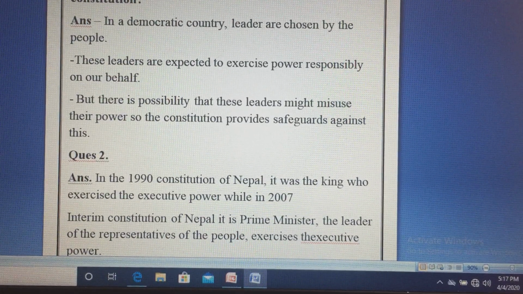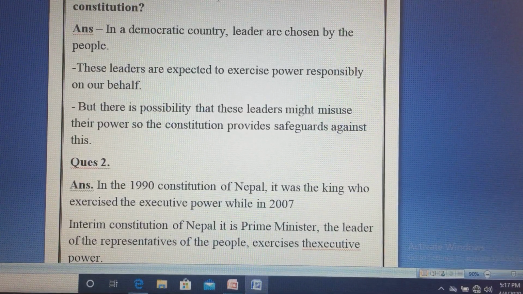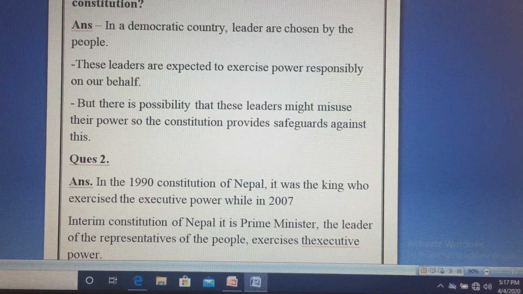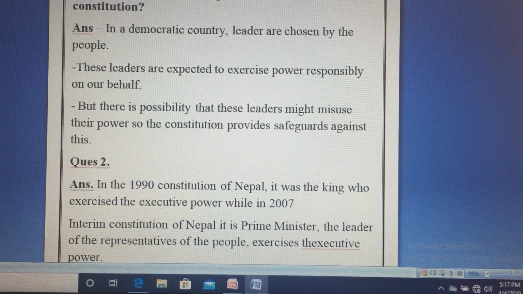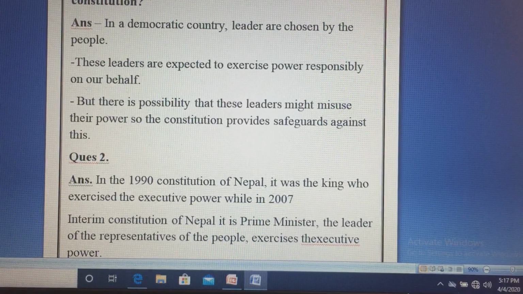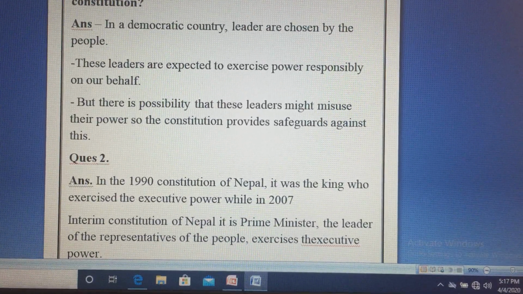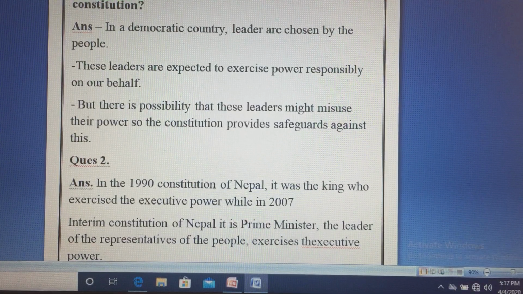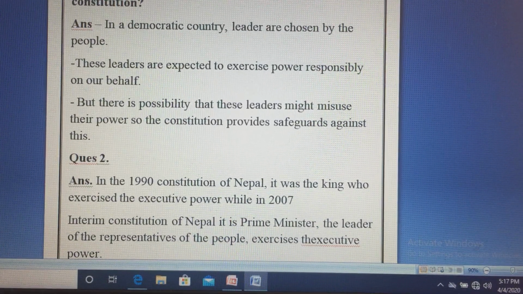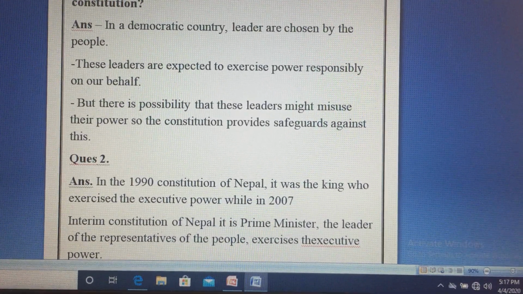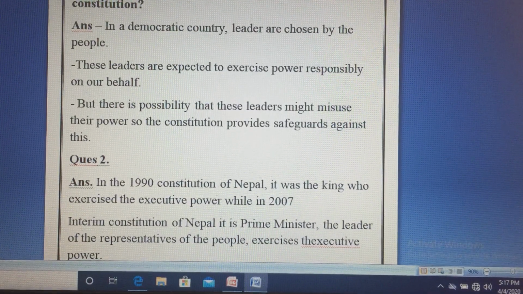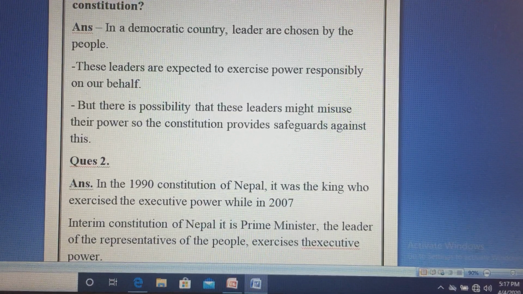Why does a democratic country need a constitution? We have already discussed this, but we can do it once again. In a democratic country, leaders are chosen by the people. These leaders are expected to exercise power responsibly on our behalf. So we choose them and they exercise their power responsibly.